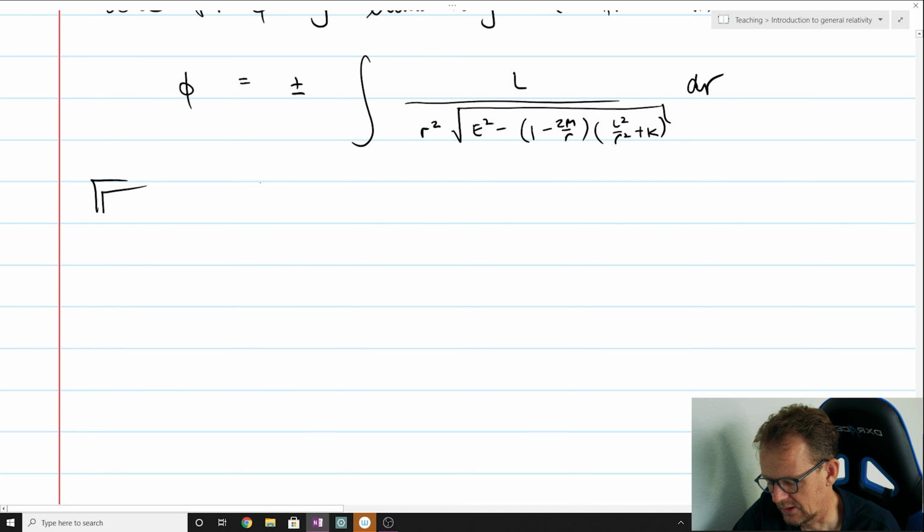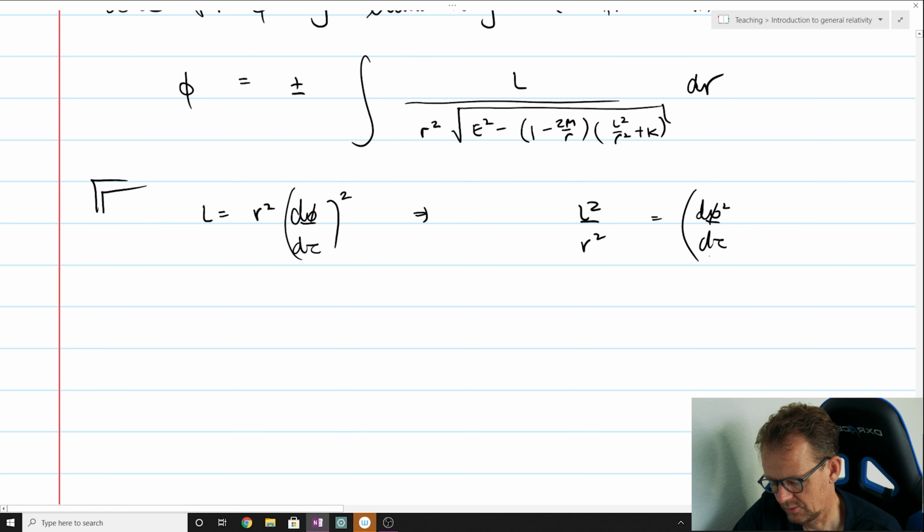I'll give you some hints, right? So equation 2 says that L equals r squared d phi d tau, and I'll actually write out the derivative so you can see what's happening. So you rearrange that. So that's L over r squared equals d phi d tau.